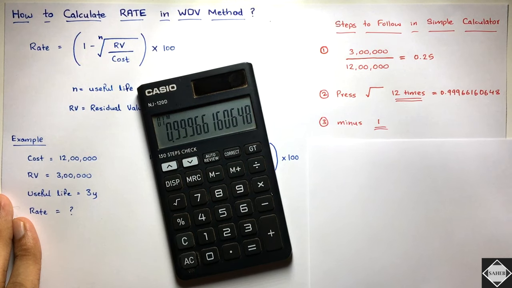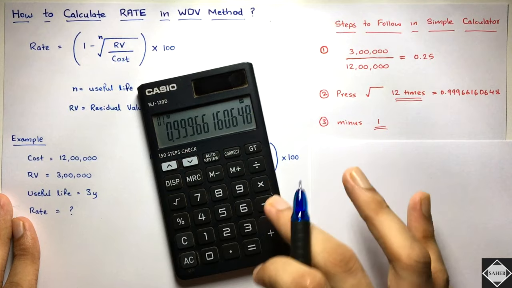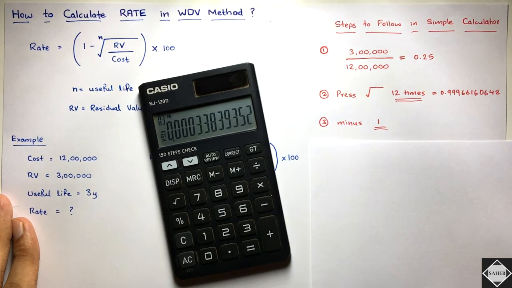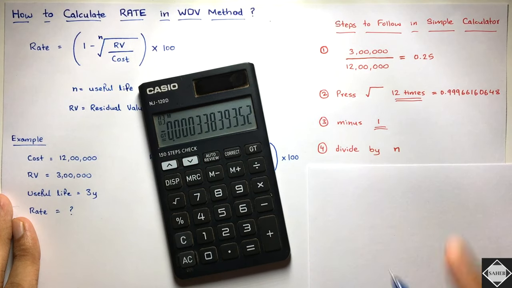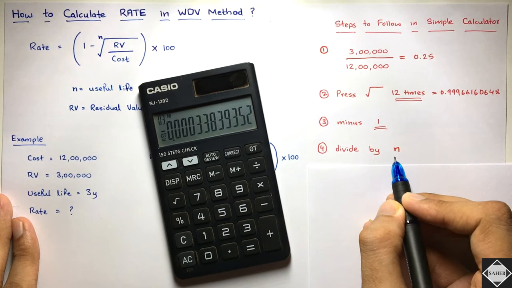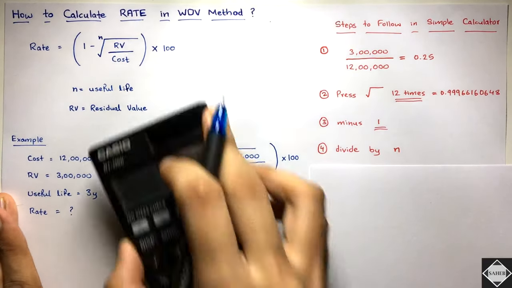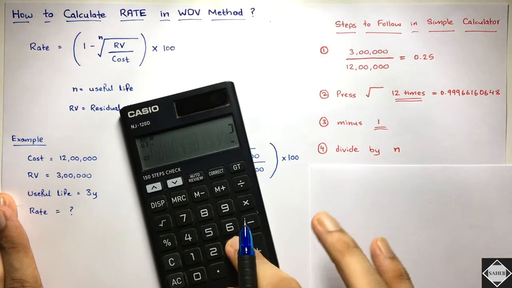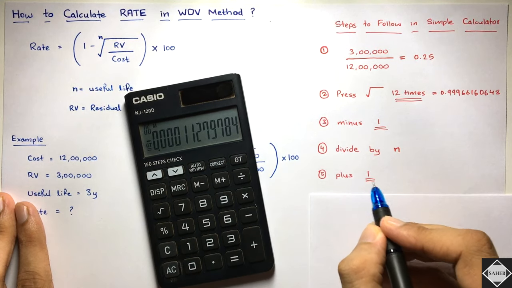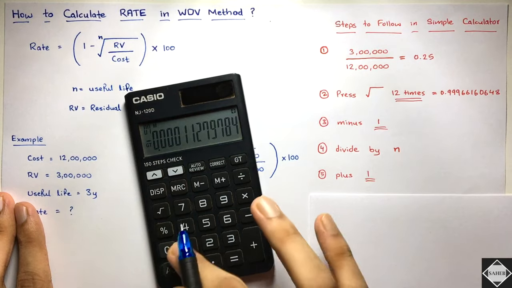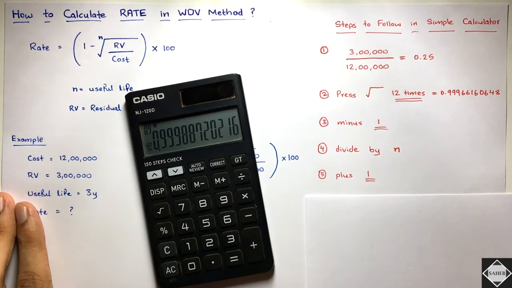Now you have to do minus 1 from this. So directly, don't change anything. Minus 1 is equal to, and this is fixed, always 1 only. And then the fourth step, divide by n. What is n? N means useful life. Here the useful life is 3 years, so divide by 3, is equal to. And then the fifth step, plus 1, always 1, it's fixed. Plus 1 is equal to.